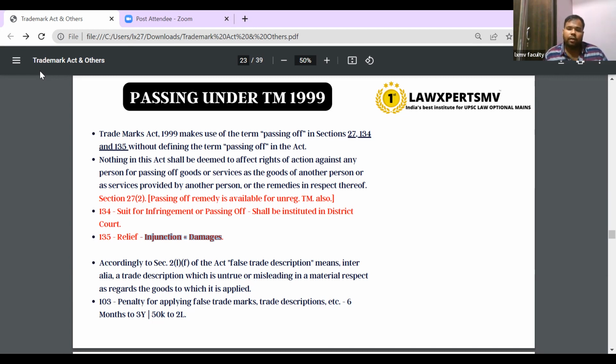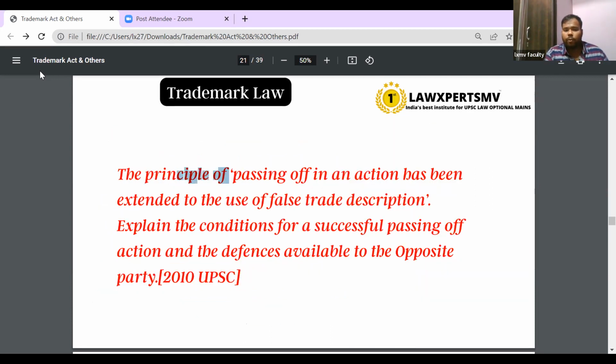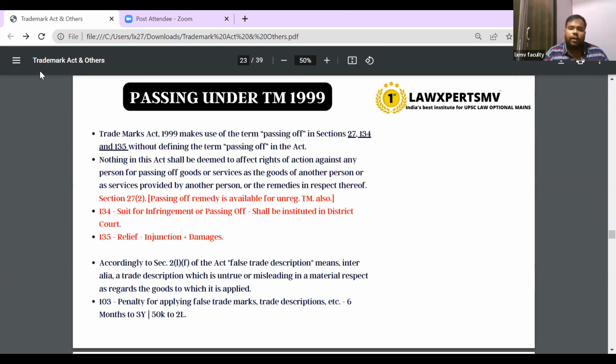But in some jurisdictions, in different countries of the world, you will only be able to get an injunction alone, not damages. And with respect to the words false description, if you remember the question, the first part of the question was asking that the principle of passing off in an action has been extended to the use of false trade description. The term false trade description is defined in section 2(1)(f) of the Trademark Act. It basically says that in a trade description, if you are putting some untrue words or some misleading words with respect to that particular goods, then that is a false trade description.